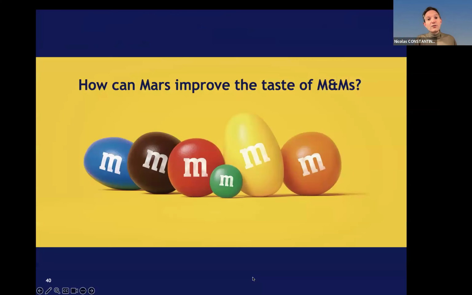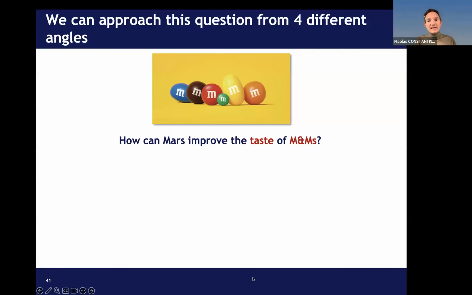The example we're going to use is a question that we've already talked about, even though we haven't explored it. How can Mars improve the taste of M&Ms? Remember, we have to go back to this question of the cores, and we have two potential cores here, the taste and M&Ms. So what I'm going to show you now are the 4 different angles from which we could look at this.